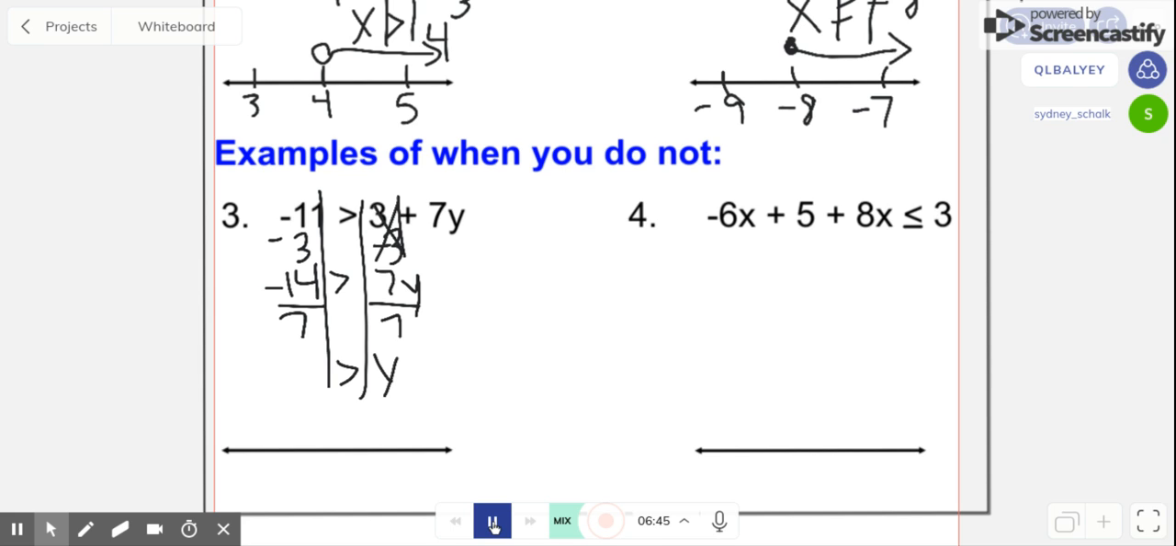Negative 14 divided by 7 is negative 2, and of course, I have to rewrite this with my variable on the left. So I'm going to flip that inequality to y is less than negative 2, and then you can go ahead and graph that.